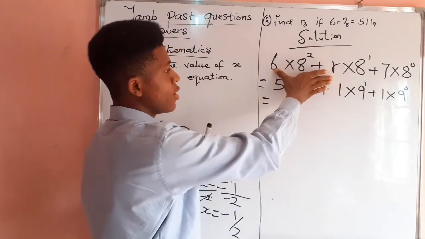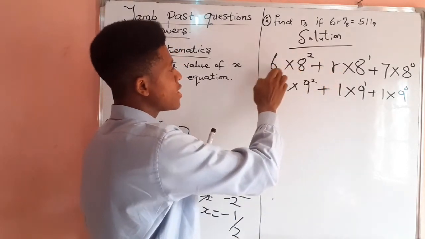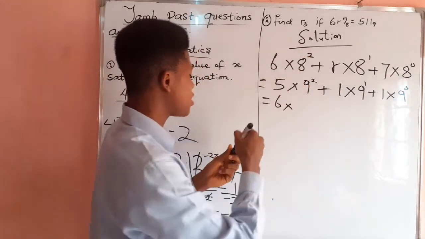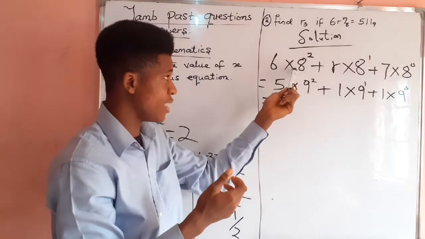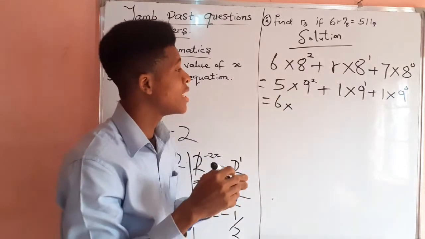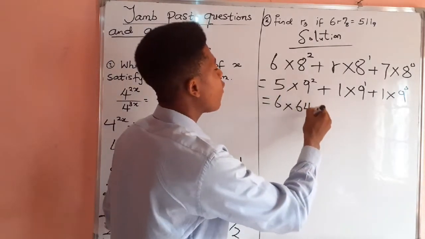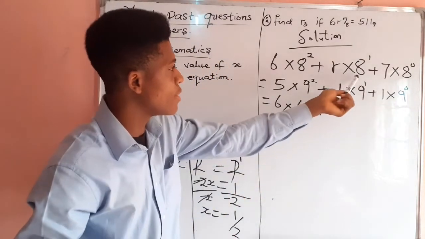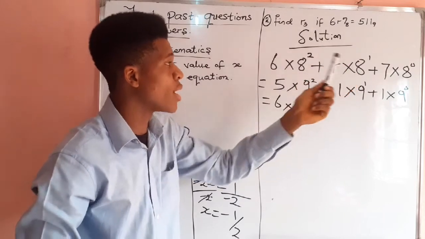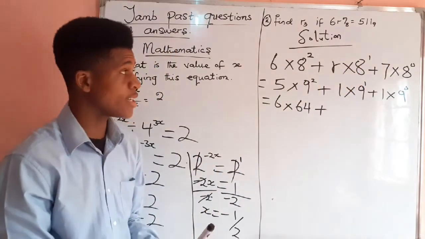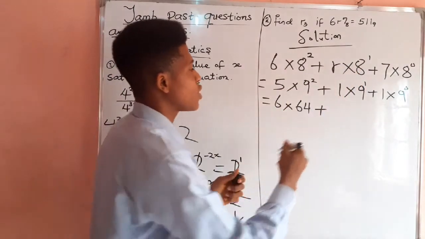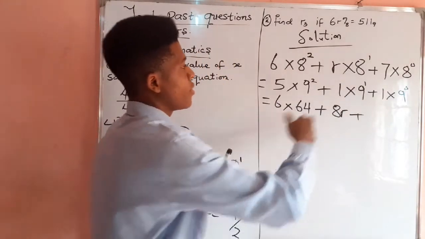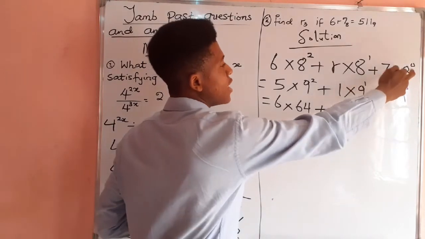Let's start from this side, because it starts from this side. 6 times 8 raised to power 2. 6 times 8 raised to power 2 is what? 8 times 8, right? 8 times 8 will give us 64 plus r times 8 raised to power 1. 8 raised to power 1 is still 8, right? So r times 8 will give us what? 8r plus 7 times 8 raised to power 0.